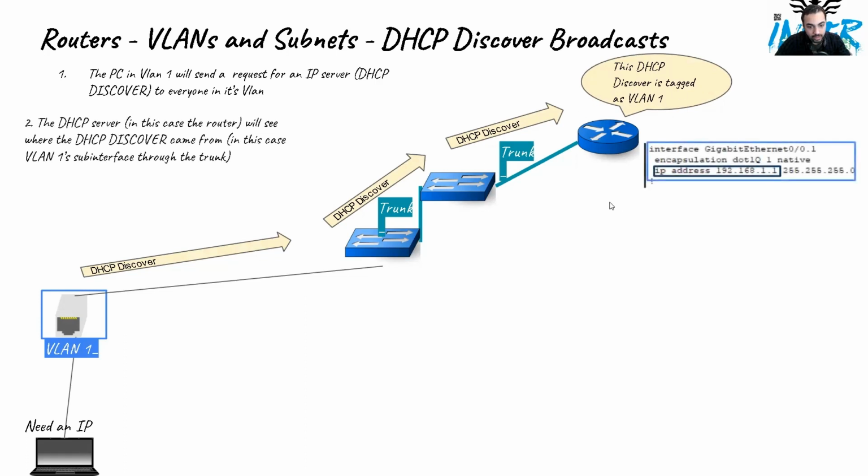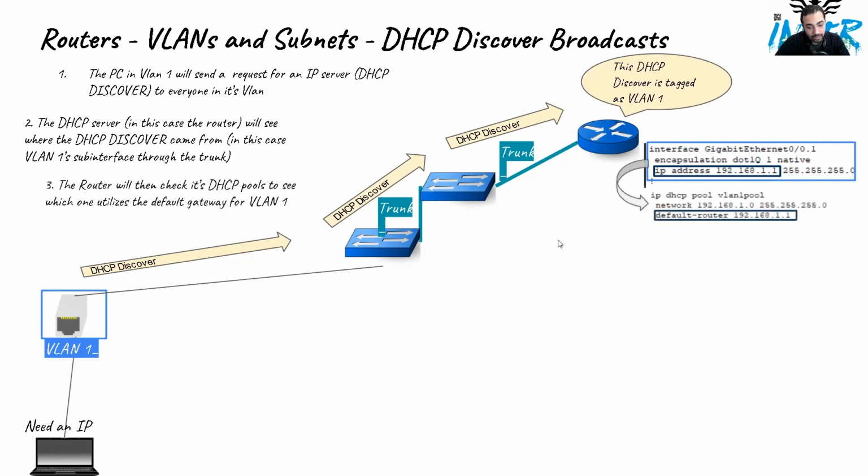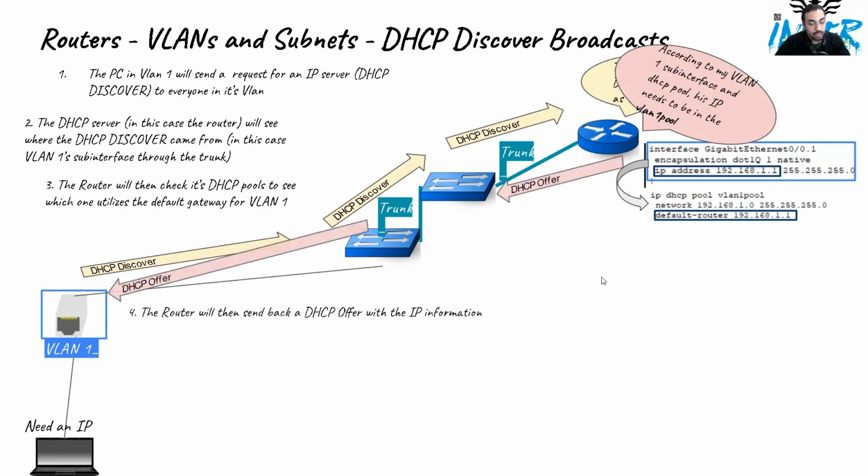The router, as a DHCP server, will see that the data is being received on its subinterface for VLAN 1. The router then looks at the DHCP pool with default gateway for VLAN 1, so it knows which pool is assigned to VLAN 1. The router then determines an IP from the pool to send back to the PC. The router then sends a DHCP offer data response to the PC with an IP lease from the pool and with the default gateway information.